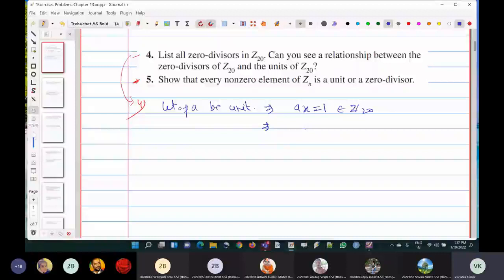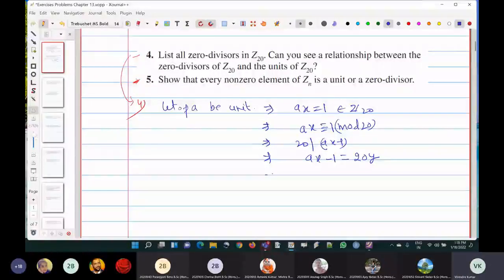And this implies that Ax is congruent to 1 modulo 20, and this implies that 20 divides Ax minus 1. So this implies that Ax minus 1 equals some 20 times y, like this, 20 times minus y.